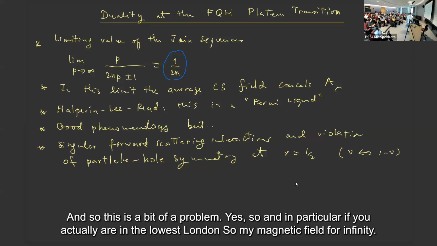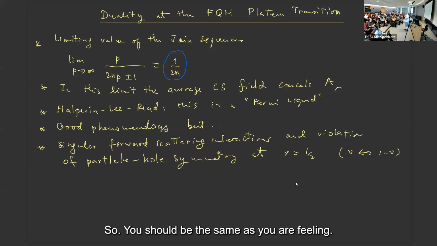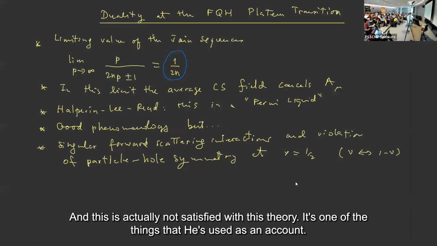In particular, if you are in the lowest lambda level and you send the magnetic field to infinity, and you have filled the lambda level with electrons, it should be the same as half filling the lambda level with holes. You should have a particle-hole symmetry. And this is actually not satisfied by this theory. It's one of the things that this theory doesn't account for.